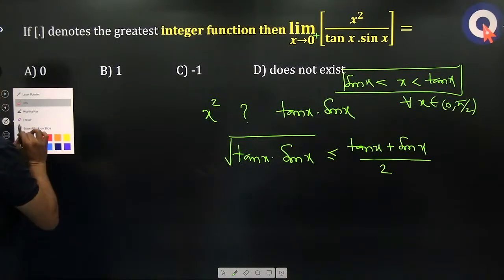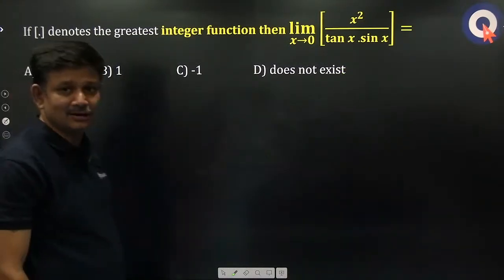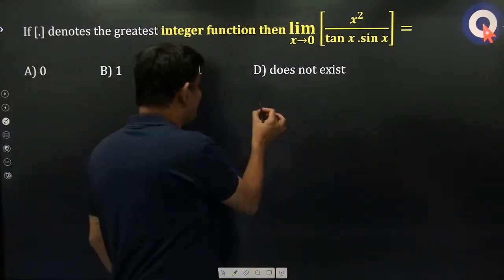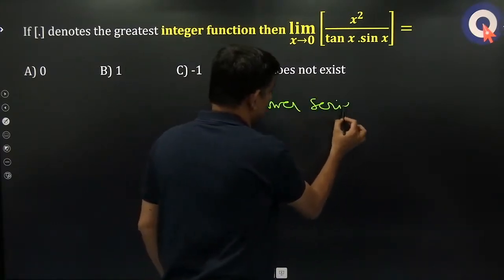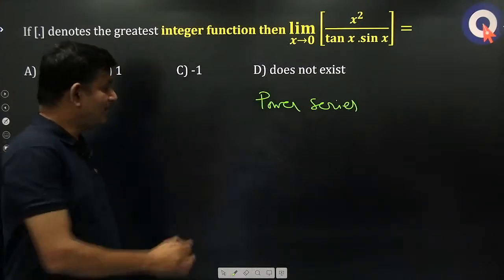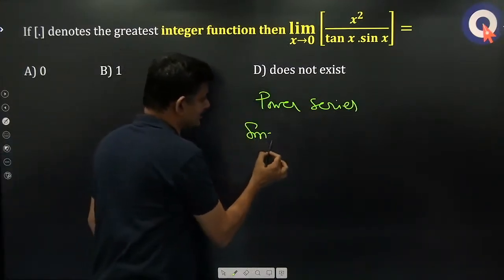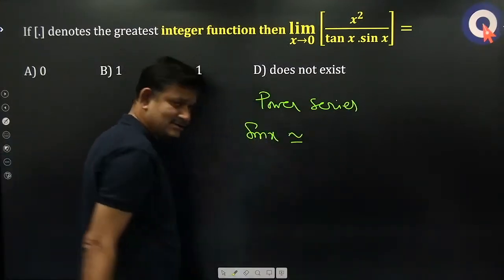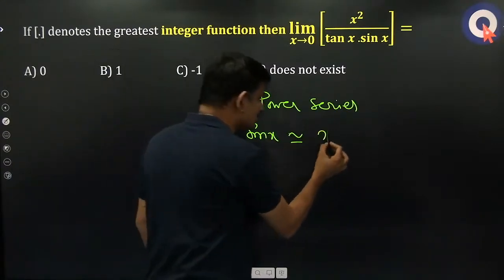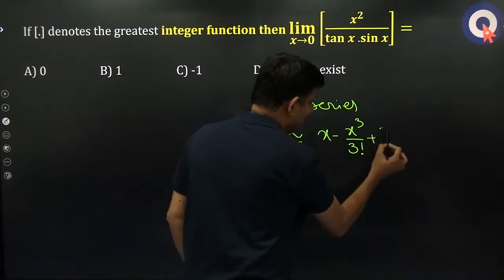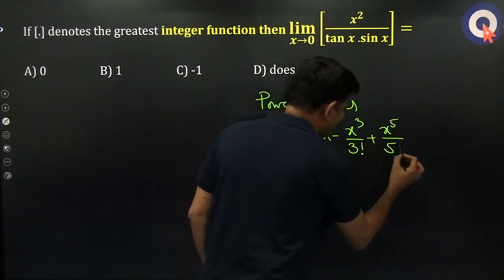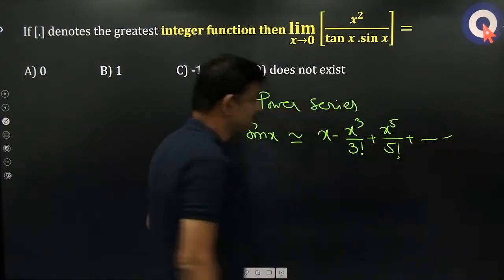Let me come to an even simpler method than all of this. That is your power series expansion. What is the power series expansion of sin x? Sin x is x minus x cube by 3 factorial plus x power 5 by 5 factorial plus so on, yes or no?